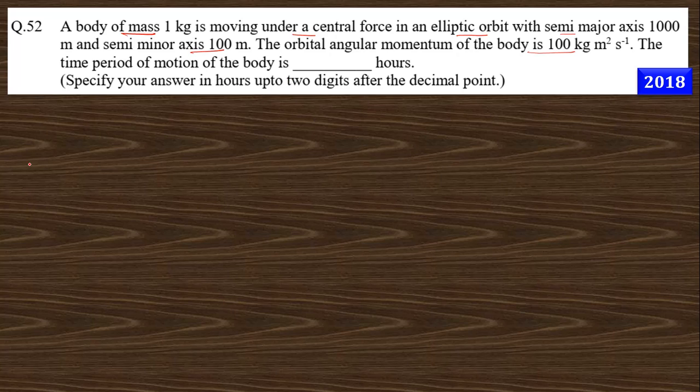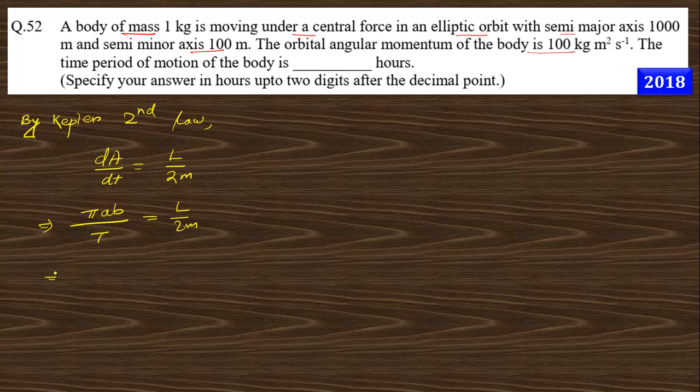For that you just use Kepler's second law. By Kepler's second law, you can say that the areal velocity, that is dA/dt, is nothing but L by 2m. The proof is given anywhere. So the area of an ellipse is pi ab, and the time period can be taken as T. So you can say T is nothing but 2m by L into pi ab, right?